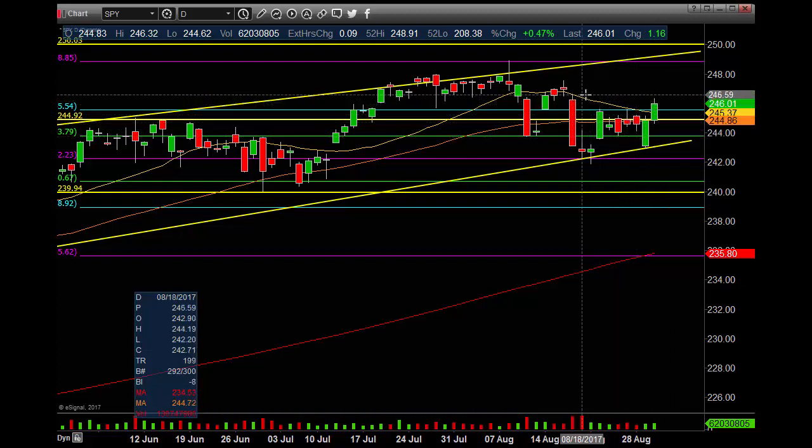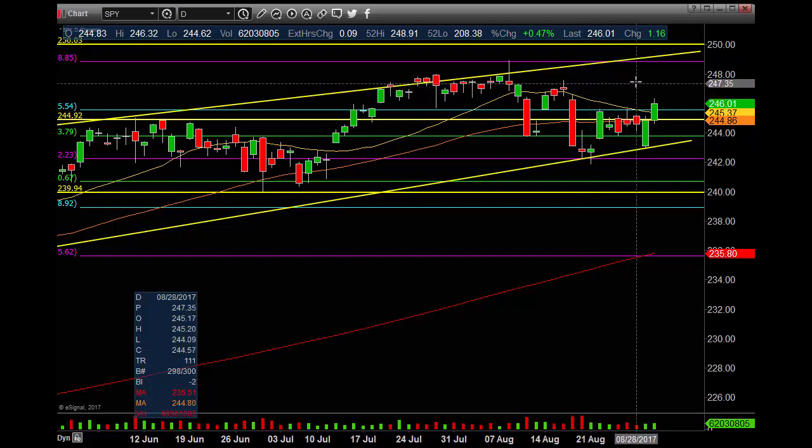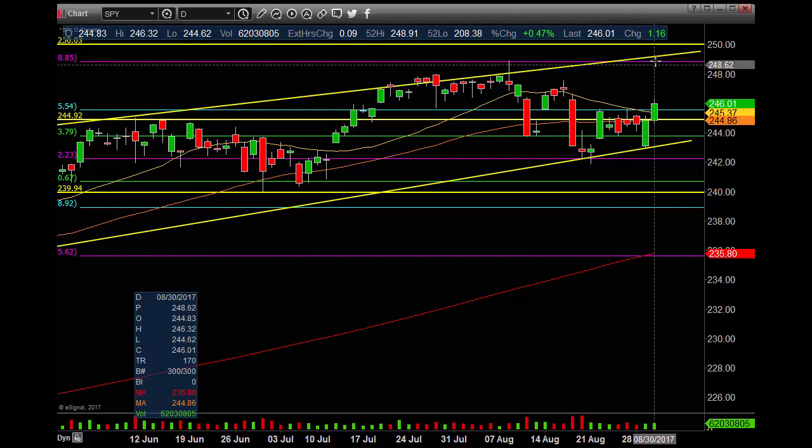Big area again, 246.59, and you've got to fill this gap. If it can close above in this area and they get some follow through the next day or the day after that, then we'll probably retest these highs and go to 250 or higher. If this just chops around, then we'll be setting up for higher prices.